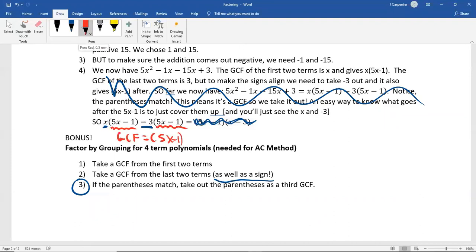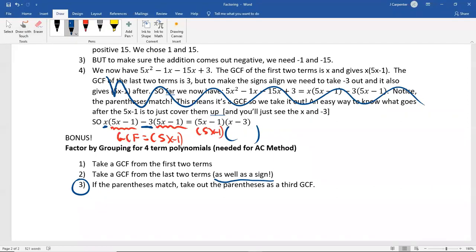So whenever you have a GCF, you write it first, then you open another parentheses and you write what's left over. And after you write what's left over, it turns out this is what you get. So here's your GCF of your 5x minus 1. There we go. Then you open up your parentheses.